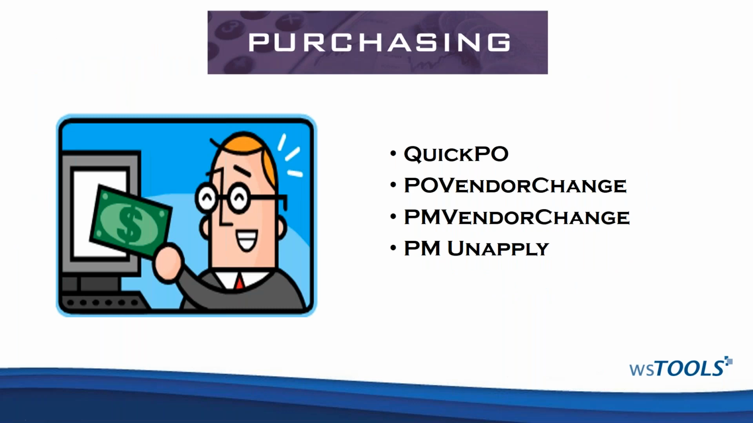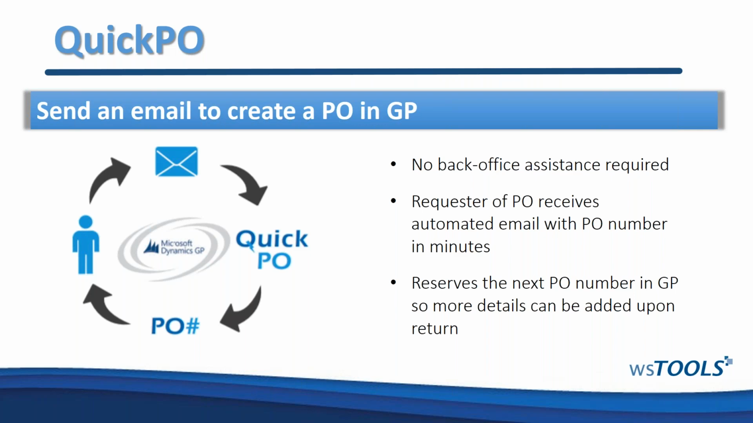Let's go over to purchasing. And in purchasing, we have some fun tools as well. If you can see here, we have some options for quick POs, making some changes for PO vendor change and PM vendor change. And of course, my favorite, PM unapply. For those things that get screwed up and credits get taken, everyone should have PM unapply. Okay, so let's go ahead and look at quick PO.